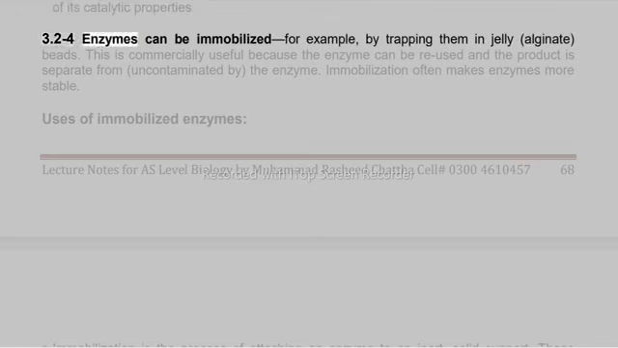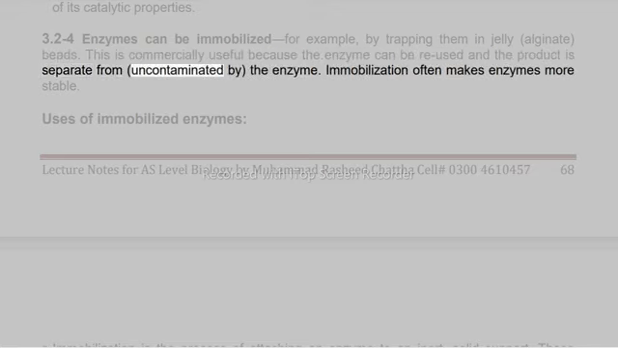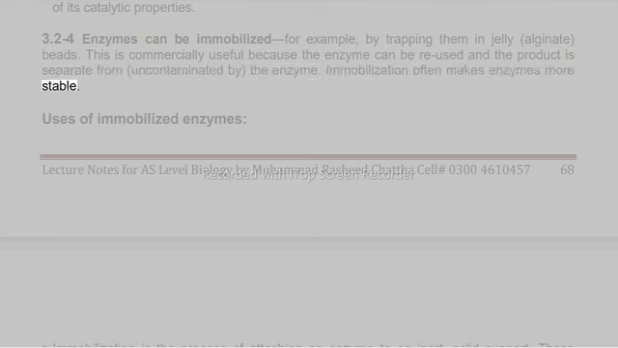3.2 to 4: Enzymes can be immobilized, for example, by trapping them in jelly or alginate beads. This is commercially useful because the enzyme can be reused and the product is separate from, uncontaminated by, the enzyme. Immobilization often makes enzymes more stable. Uses of immobilized enzymes.